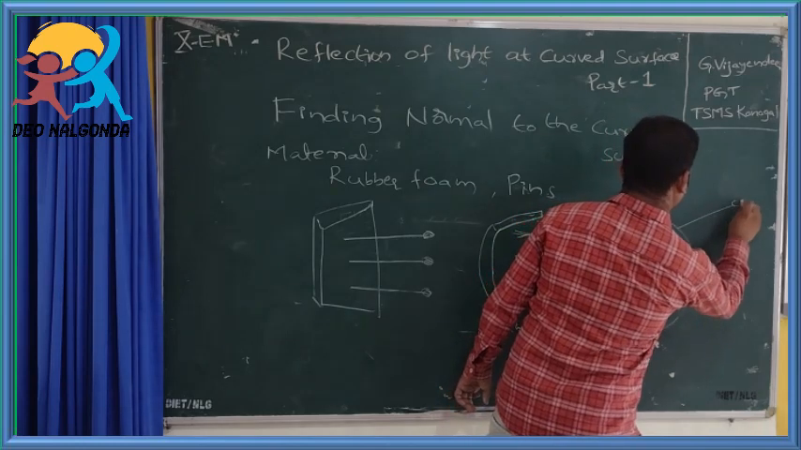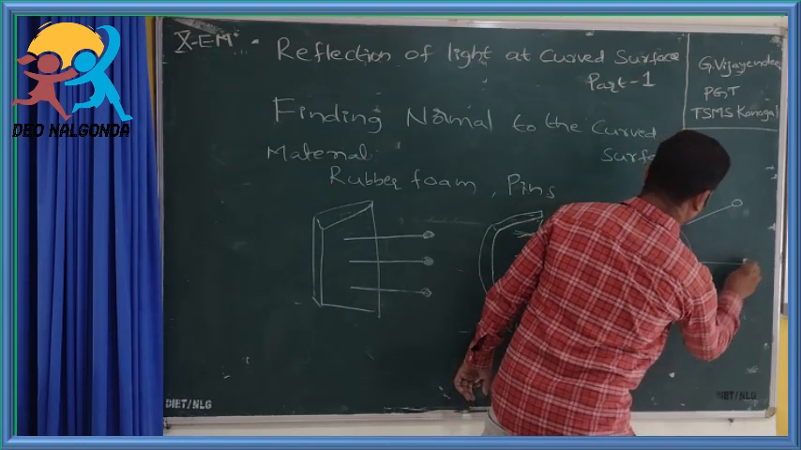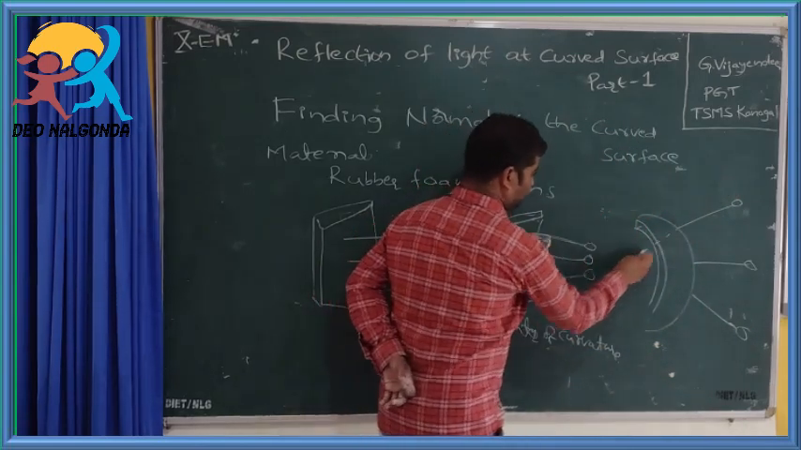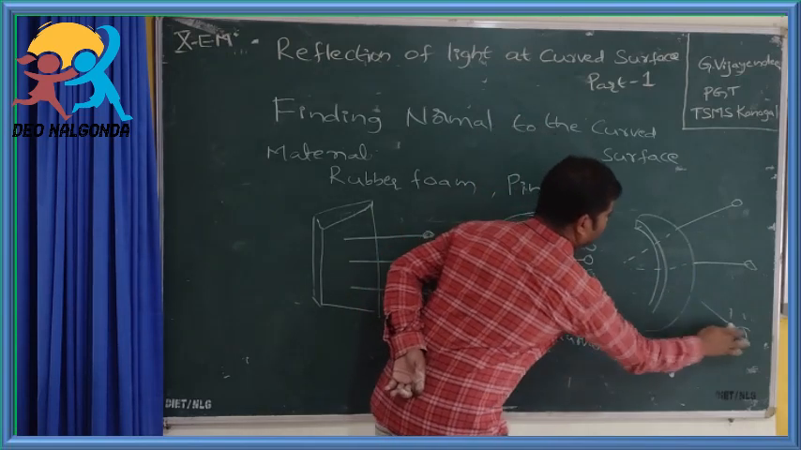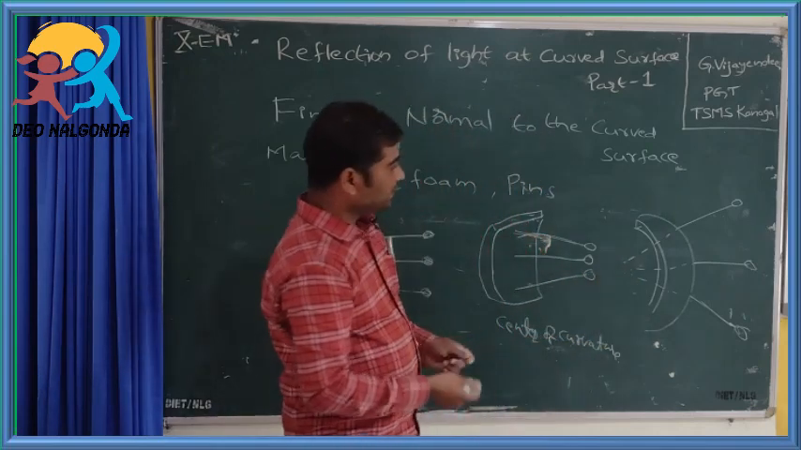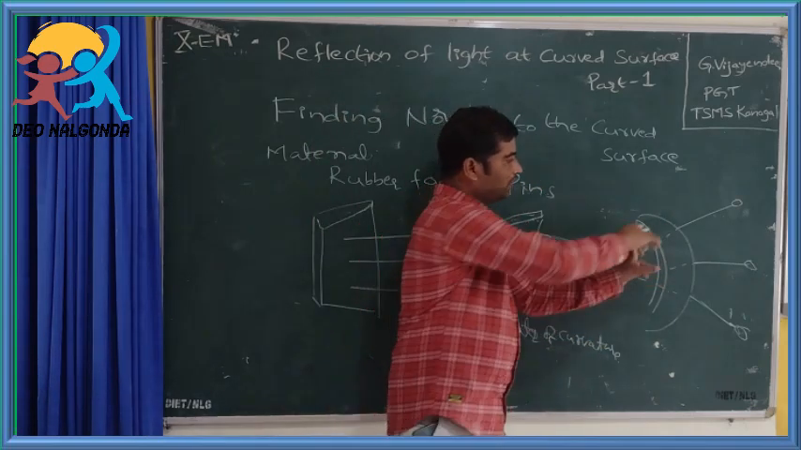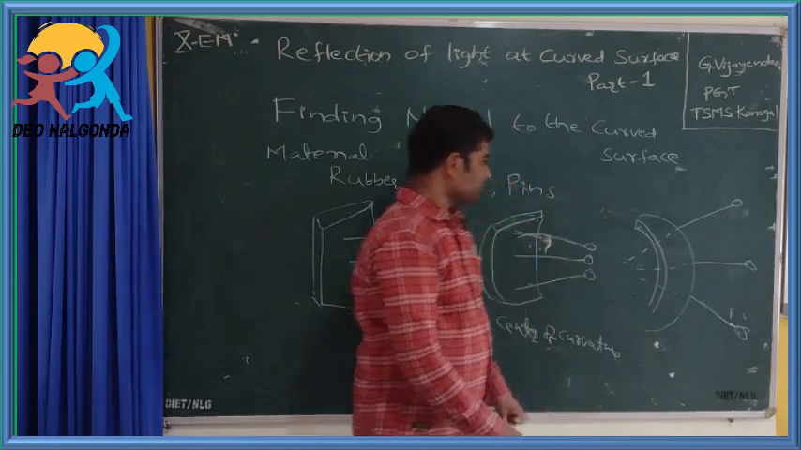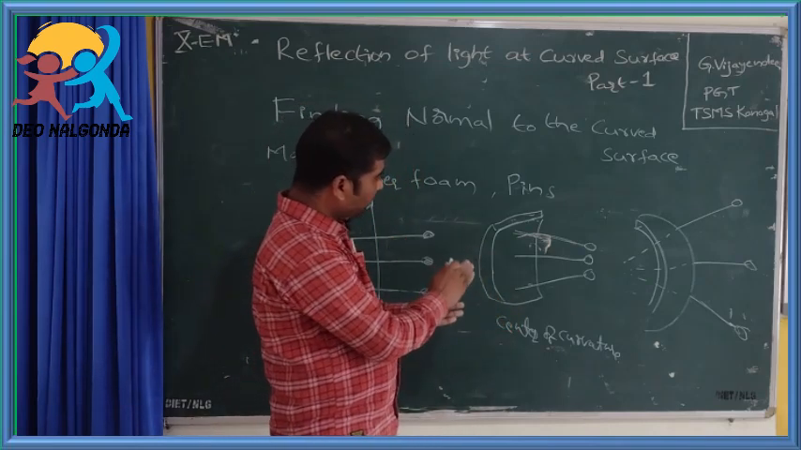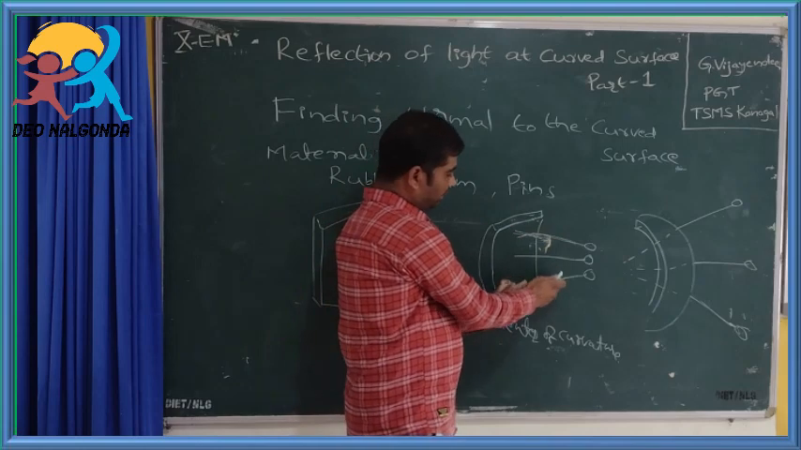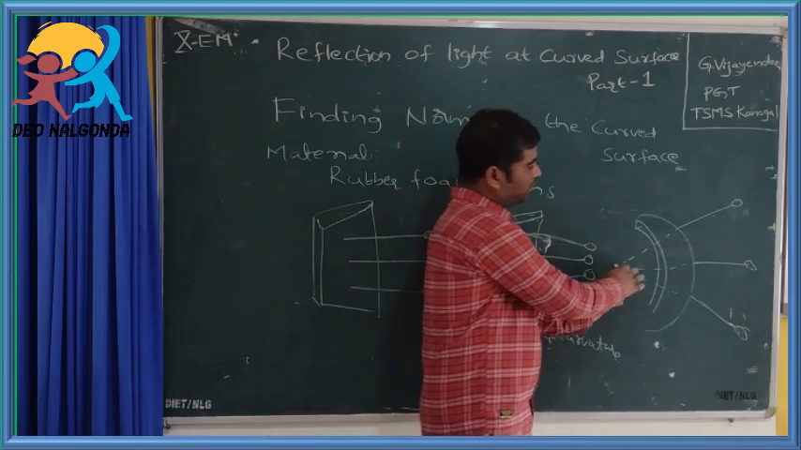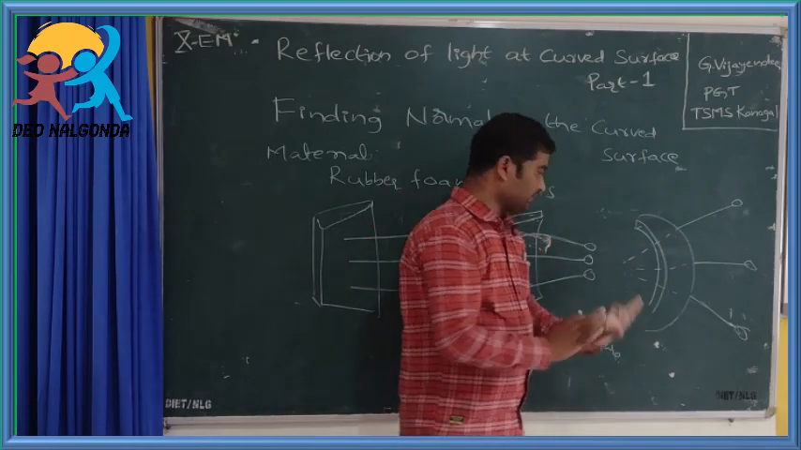These pins are moving away from the point. If we extend these pins backside, they appear to be diverging from a point. Still they are showing the normal to this curved surface. So here the converging point of these normals is called the center of curvature. Here the diverging point of the normals is also called the center of curvature.